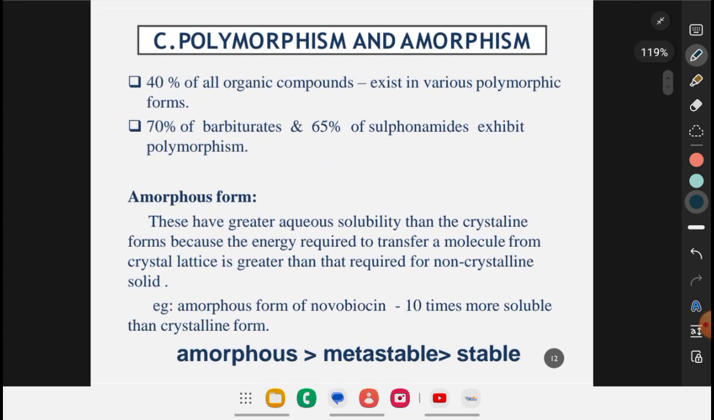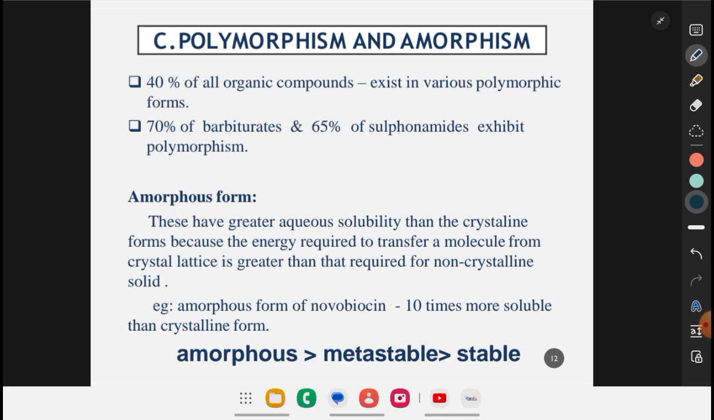Next, coming to polymorphism and amorphism. 40% of all organic compounds exist in various polymorphic forms. 70% of barbiturates and 65% of sulfonamides exhibit polymorphism.